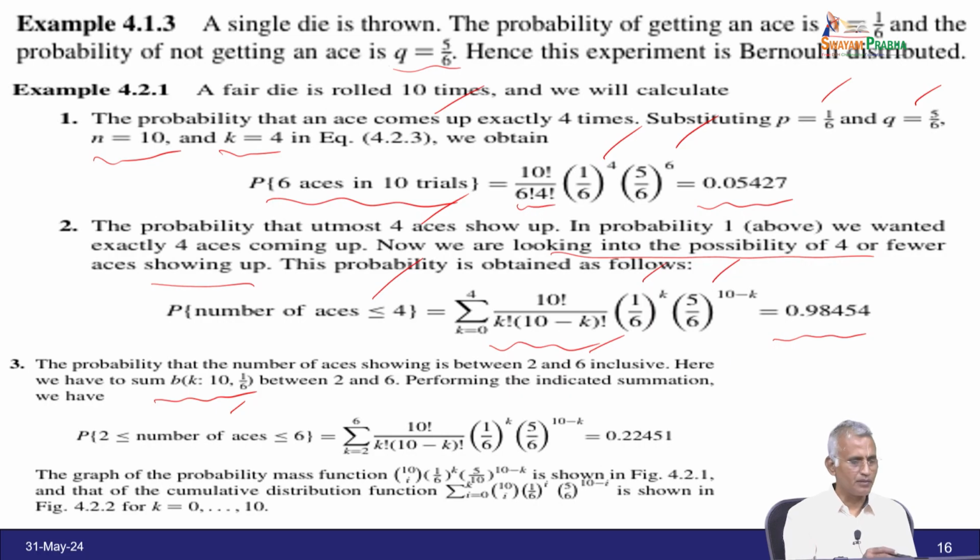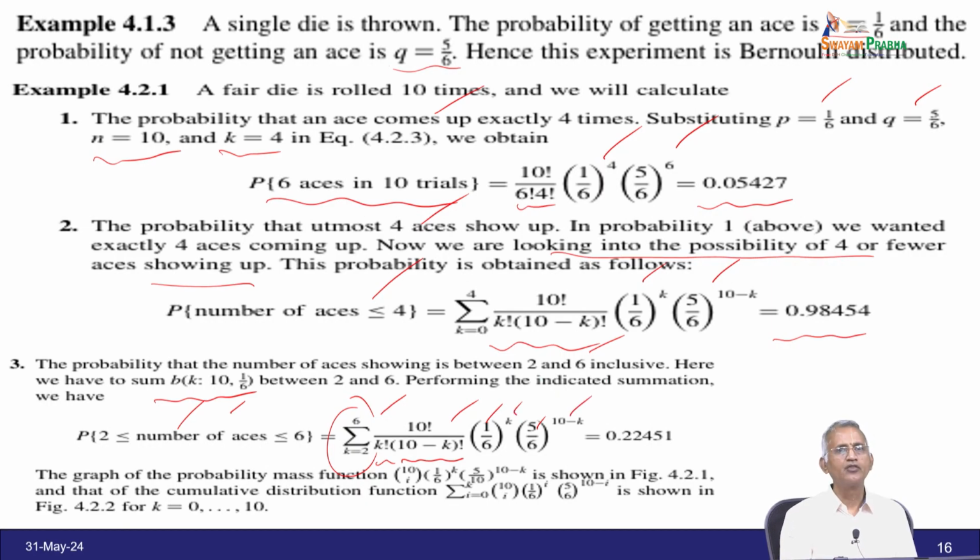So, this indicates the summation, the formula P of 2 less than or equal to number of aces less than or equal to 6. Generally the formula is denoted with k starting from 2 to 6, because the lower limit is 2 and the upper limit is 6. Here n equal to 10, therefore 10 factorial by k factorial into 10 minus k factorial. The chance of one face is 1 by 6, and not getting the face is 1 minus 1 by 6, which is 5 by 6, and the maximum power is k, therefore 10 minus k.